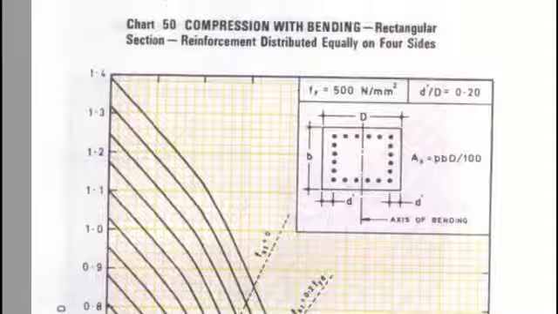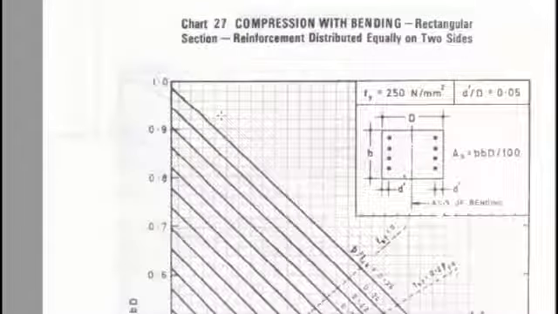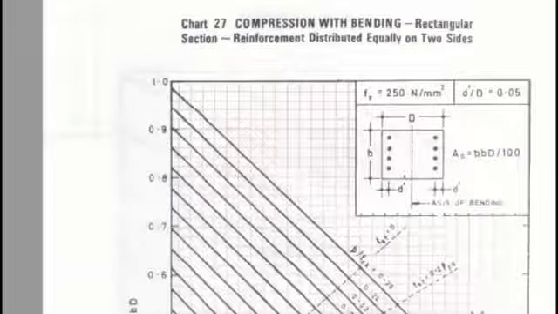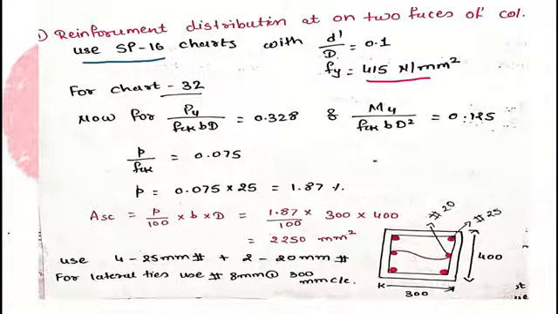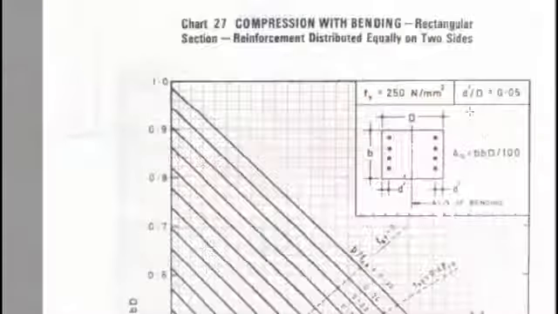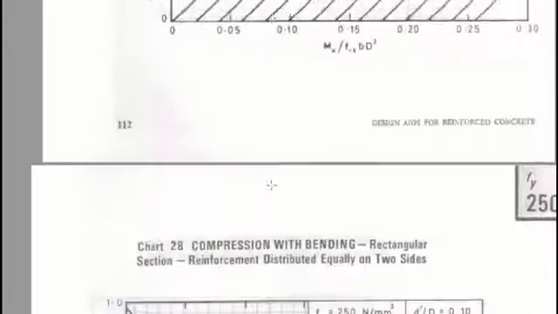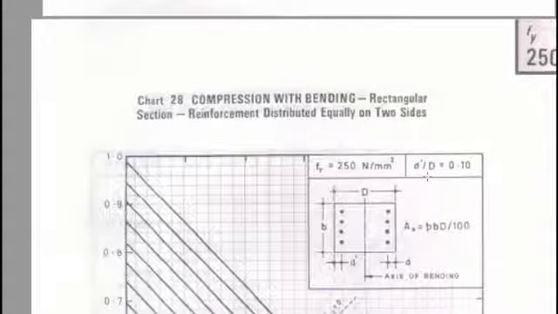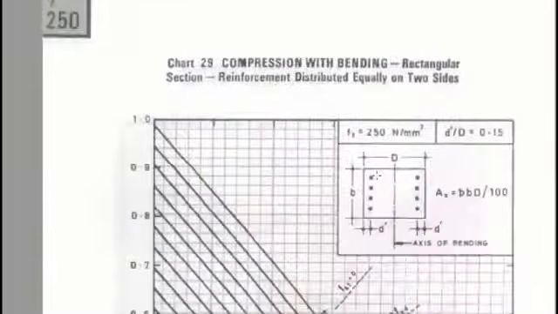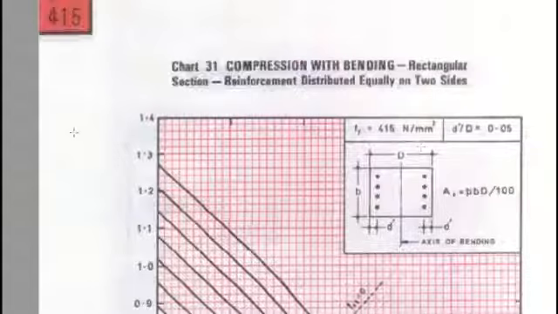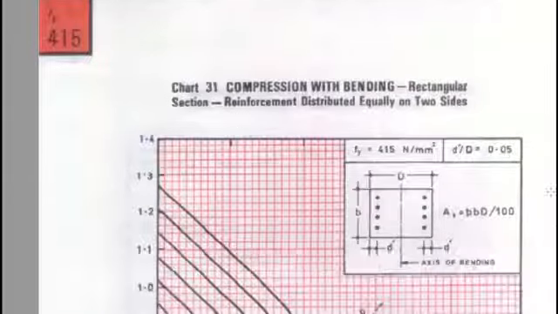Okay, so for this particular example, let's first see whether we can use chart number 27 or not. Yes, we require first the two sides of the column, right? Now the other values we require, d dash by d is 0.1 and fy is 415. Okay, d dash by d 0.05, no. Also fy is 250, no. Let's go further. Yes, d dash by d is 0.1, but fy is 250. So we are not going to use this. Let's go further. No. Okay, now we just have to find, okay, and fy 415 starts from chart number 31.